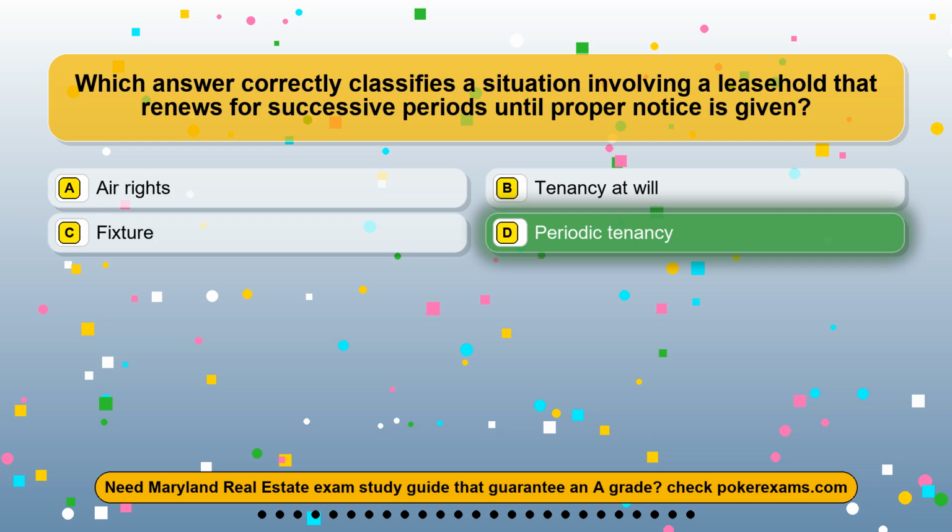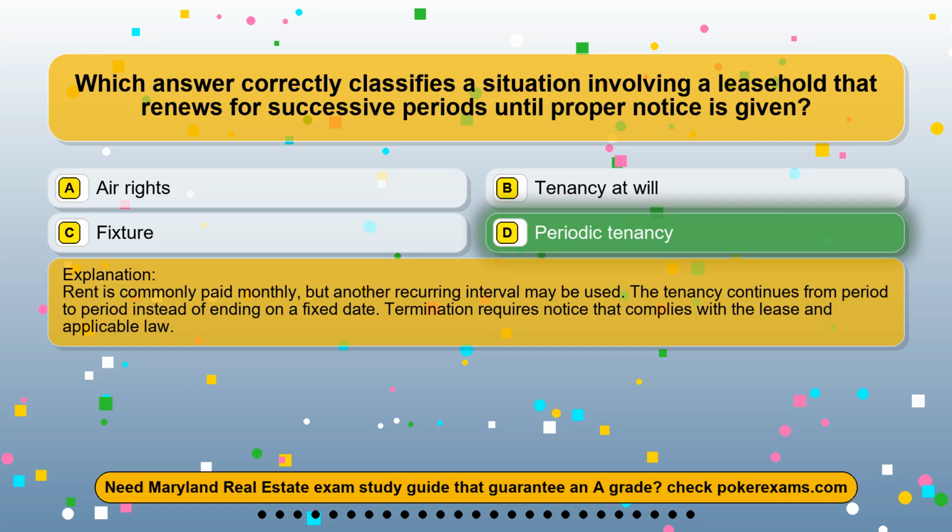The correct answer is option D, periodic tenancy. Rent is commonly paid monthly, but another recurring interval may be used. The tenancy continues from period to period instead of ending on a fixed date. Termination requires notice that complies with the lease and applicable law.